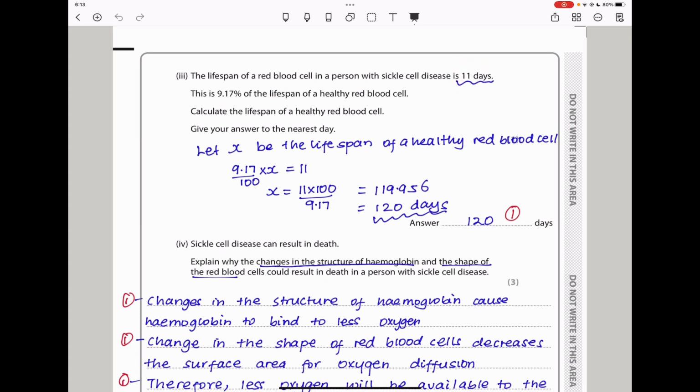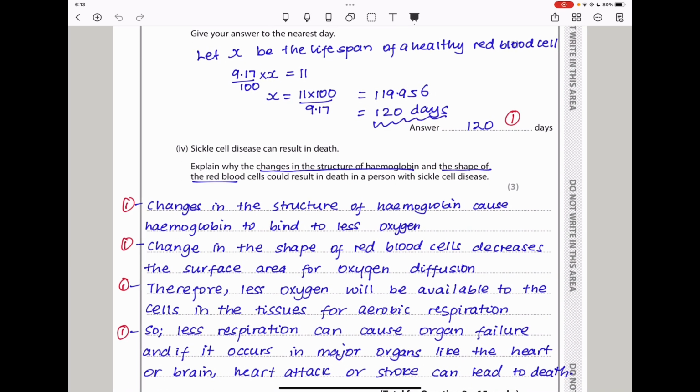So I said, let that lifespan be X. So 9.17 divided by 100, which is that, times the lifespan of a healthy cell is going to be 11 days. Then I made X the subject, which should be 11 times 100 divided by 9.17. And I got 119.956. To the nearest day, it's going to be 120 days. That is my exact approximation.